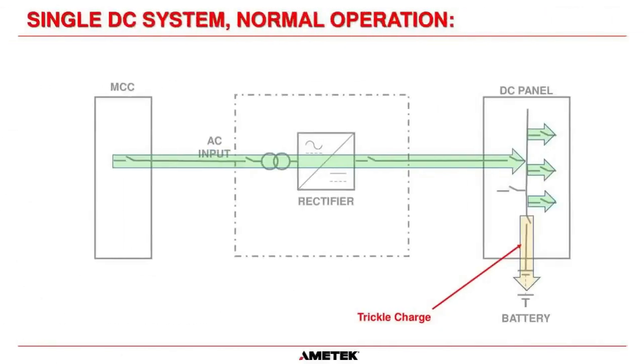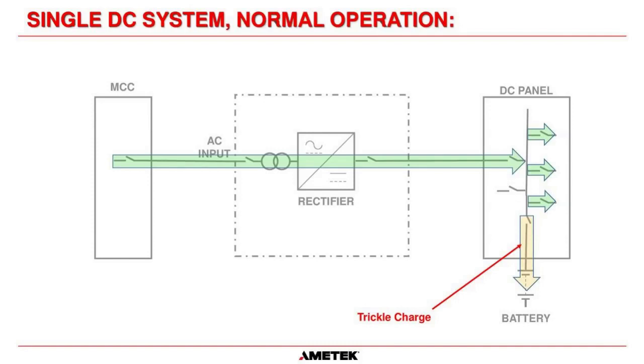So the power flow for a normal single rectifier charger system. The green line is the normal current flow, okay? So your 480 volt MCC supplies power to the AC input to the rectifier. And as you follow that green arrow, that AC gets converted into DC, and then the DC goes to the DC panel. And then the charger will carry all of the load current in normal operation. So all your loads are being fed from the charger.